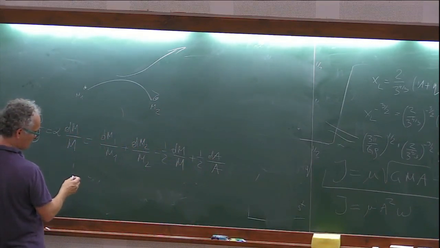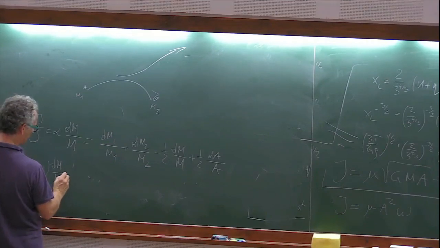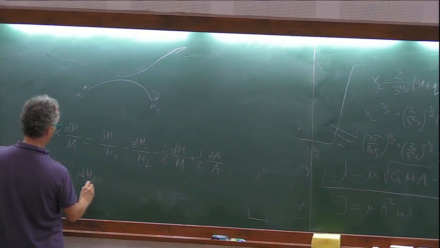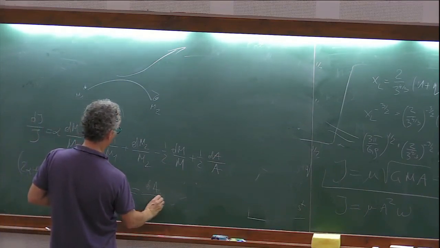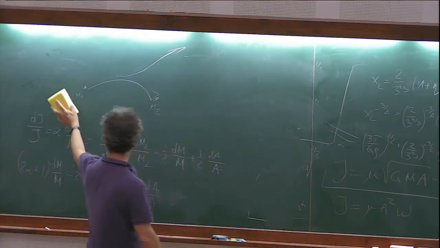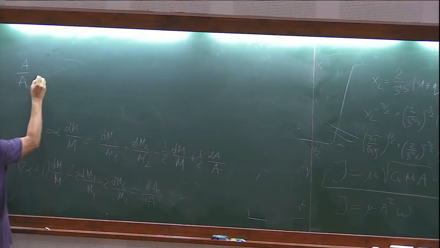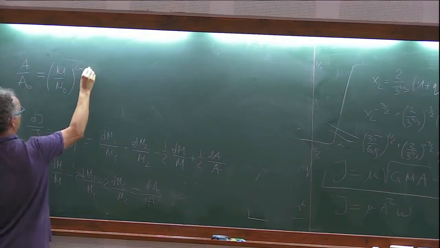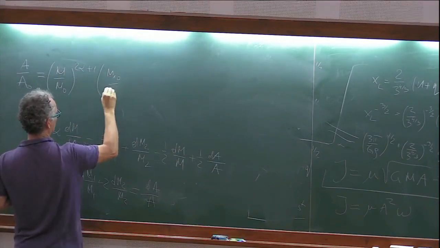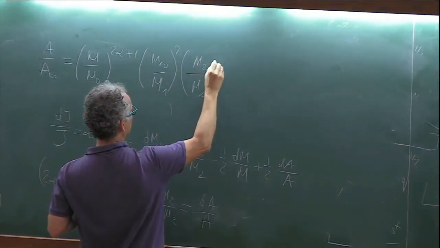So 2 alpha plus 1 times dM over M minus 2 dM1 over M1 minus 2 dM2 over M2 is equal to dA over A. So we can integrate this and obtain the following formula, that A over A naught is equal to M over M naught to the power of 2 alpha plus 1, and then we have M10 over M1 squared, M20 over M2 squared, yeah?